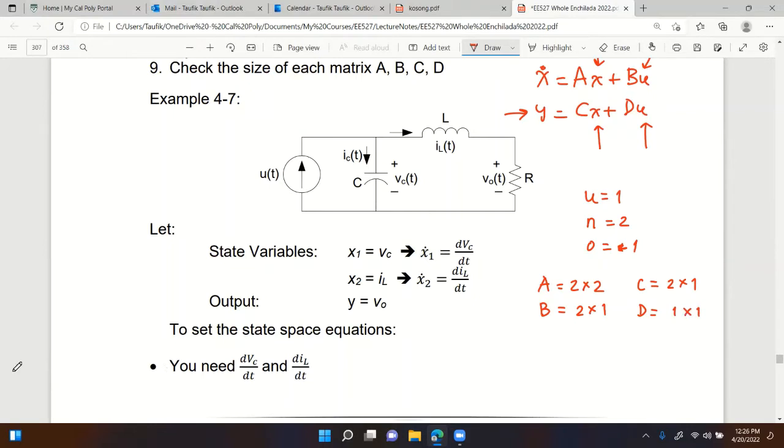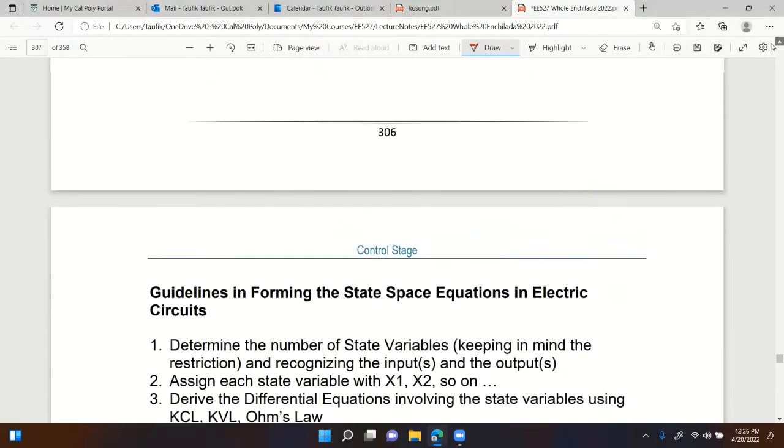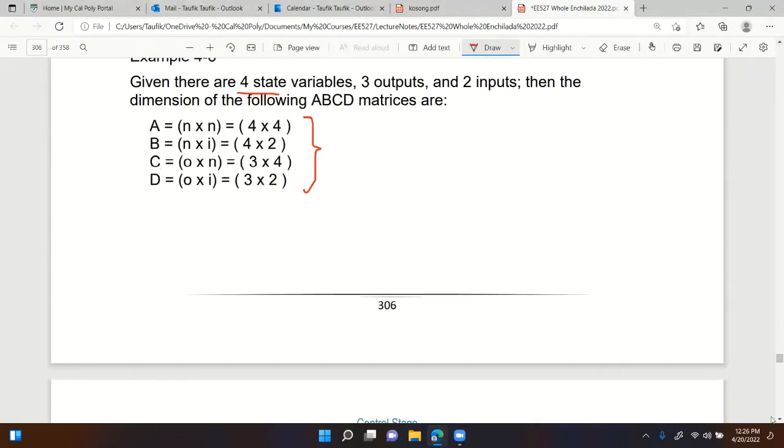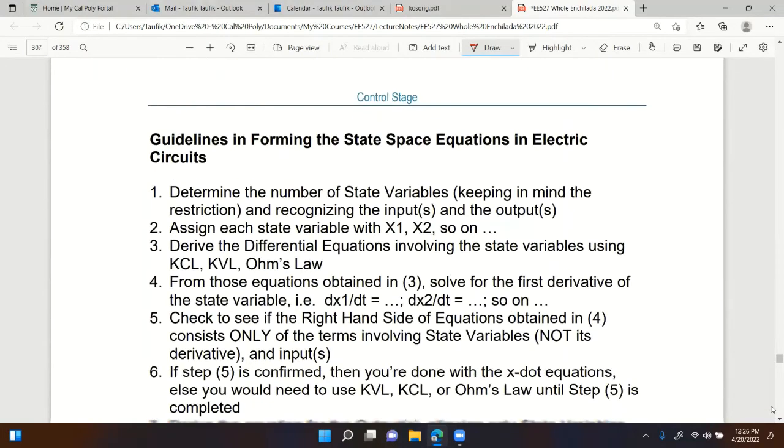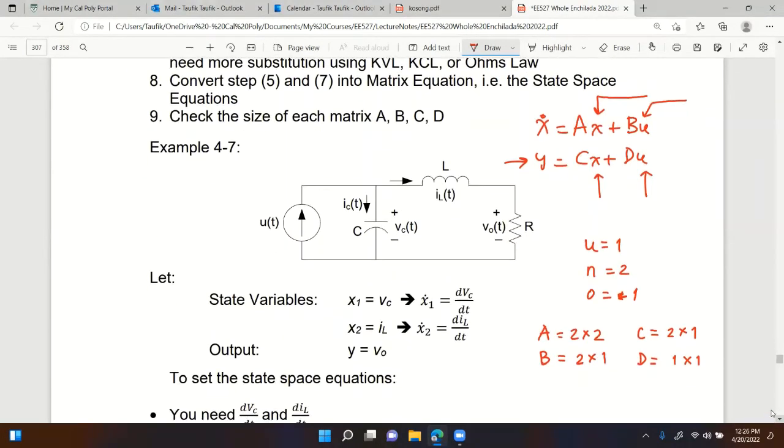Right. Let's check. For C and D, that's the one I'm sure of. O by N, O by I. Okay, yes. O by N, O by I. Oh, I got it wrong, huh? O by N is 1 by N. There you go. O by N, O by I. You all agree with this?